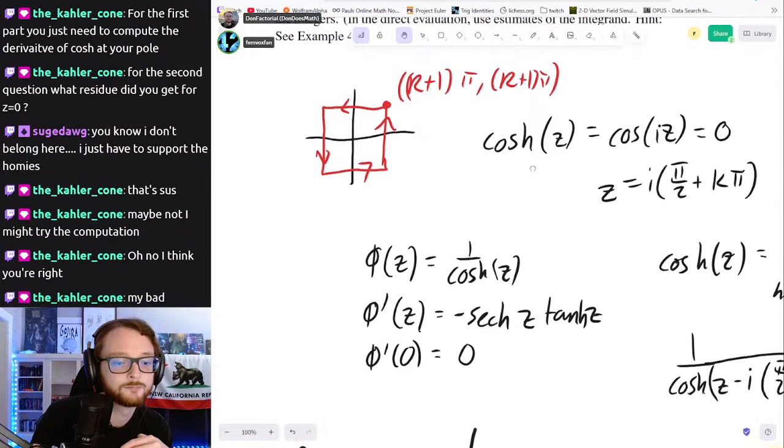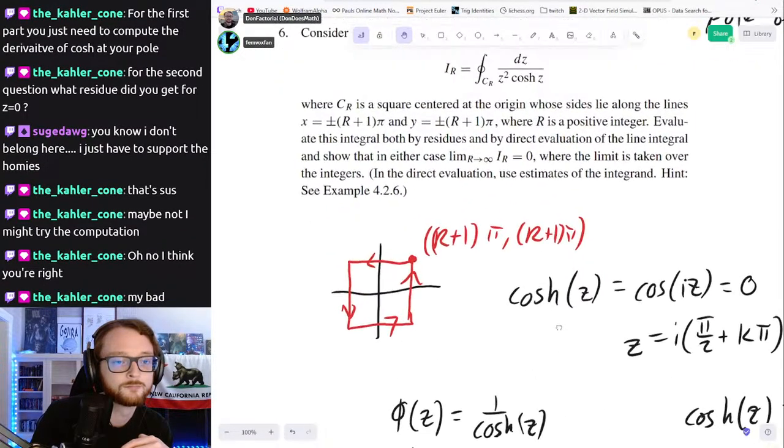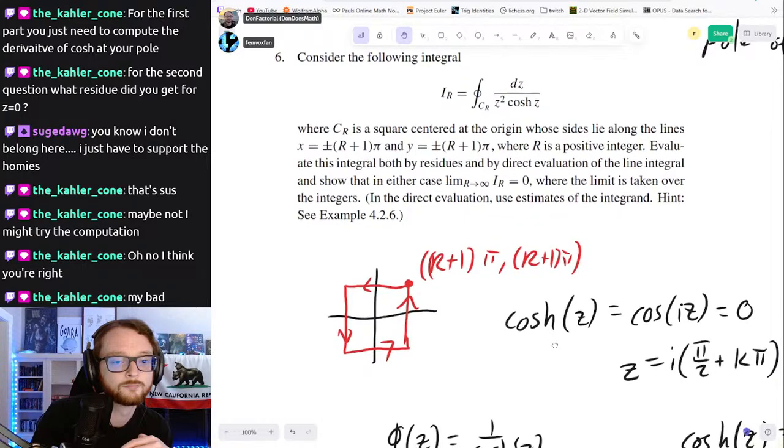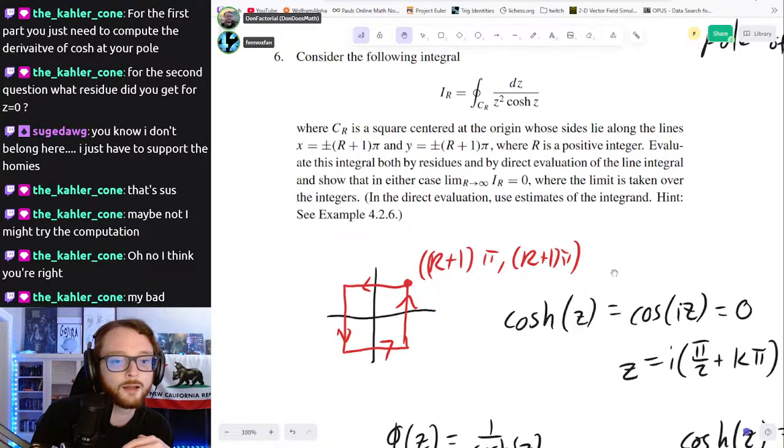What did they mean when they said in the direct evaluation use estimates of the integrand? Was that for the line integrals? Yeah, I imagine it's a very difficult line integral to actually compute. Oh, so you probably bound it above by something and show that it goes to 0. Oh, good lord. But let's not do that part of the question and move on. Let's try to fit something in from 4.2 because we're near the 2-hour mark already. Okay, yeah, sure.